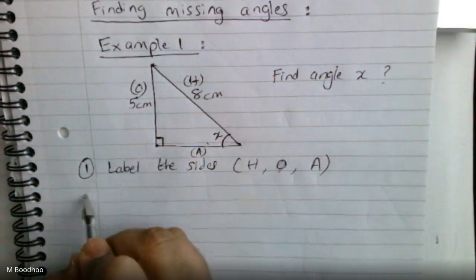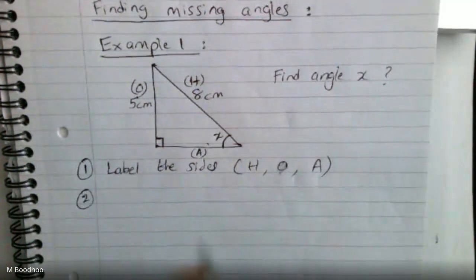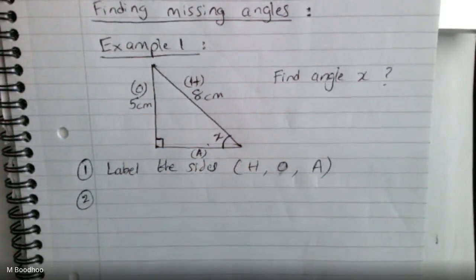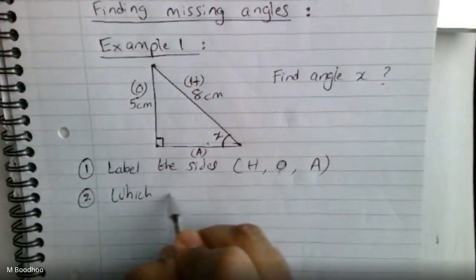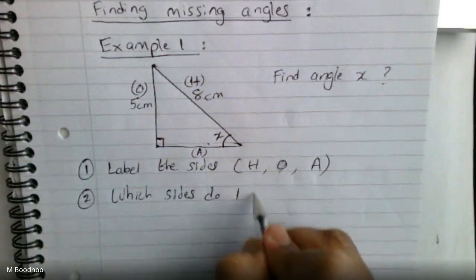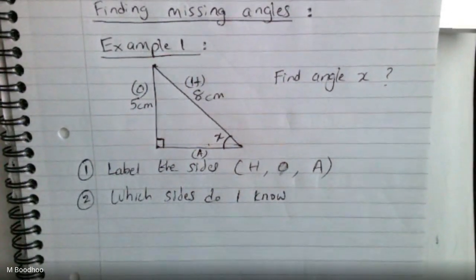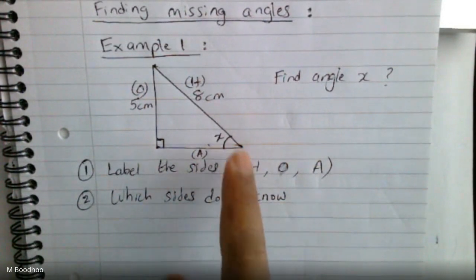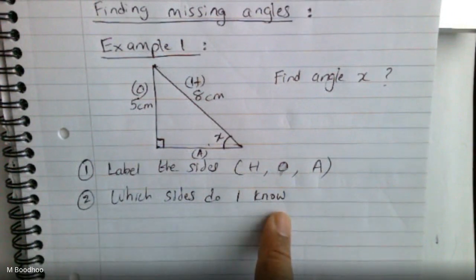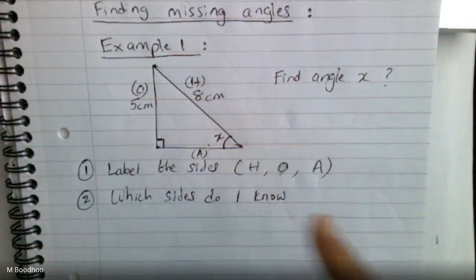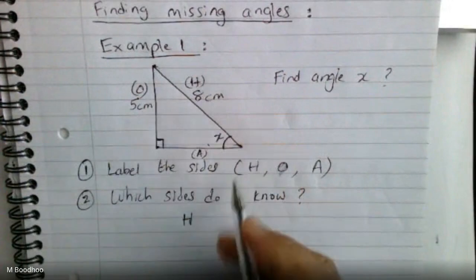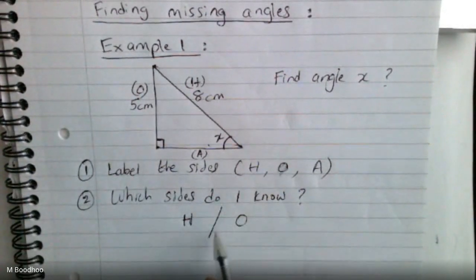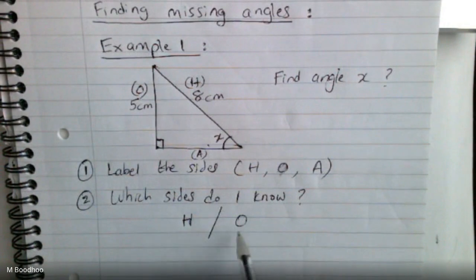Now the second thing I'm going to do is ask myself one question only: which sides do I know? Now remember, when you are finding angles, you only ask yourself one question. Yeah, that's really good, Kobe, well done. So the sides that you know are H, this one, and O. I'm just going to put a slash here. It's not a division, it's just a slash. So these are the sides that I know.